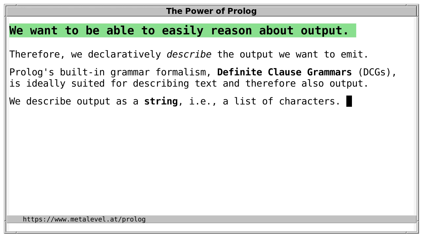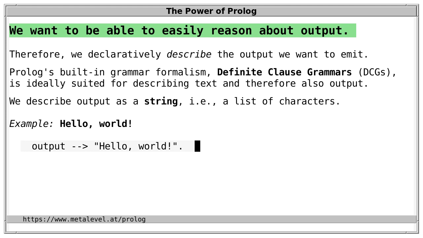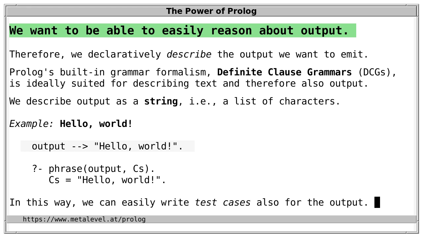So what we do is we describe the output we want to emit as a string, that is a list of characters. For instance, if we want to emit hello world, then we define a DCG non-terminal, let's call it output, and we say this non-terminal describes a list of characters, namely hello world, okay? And we use the predicate phrase to invoke the DCG. For instance, we can ask, what is the list Cs described by the non-terminal output? It's the string hello world, exactly as defined. And in this way, we can easily write test cases also for the output, because the string we describe is available as a Prolog term.